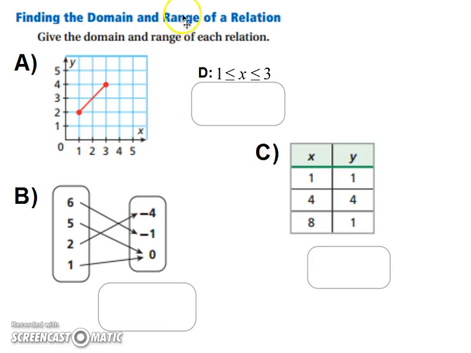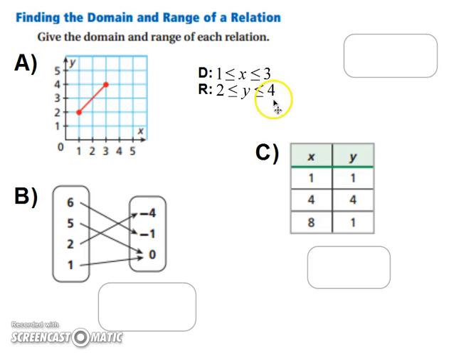Alright, so now let's look at the range values. Your range values are your y values, so you're going to look at the y-axis. The graph goes between your 2 and your 4, and includes the 2 and the 4. So therefore your range is 2 is less than or equal to y, which is less than or equal to 4.